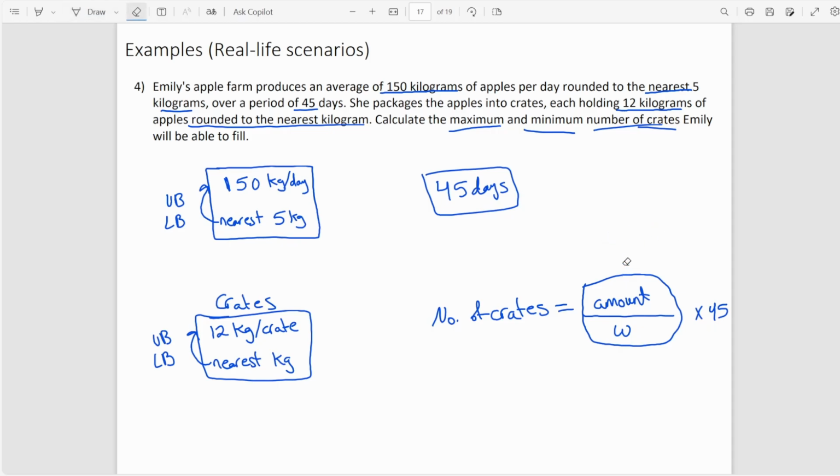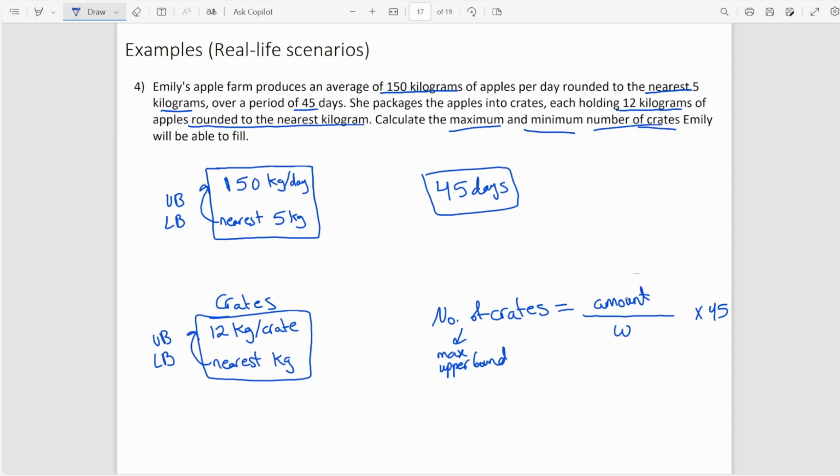And then we multiply by 45 days, we will get the amount of crates over the period of 45 days, okay? Now, so here's the thing. The reason we're using variables here and not just 150 and 5 is because we have an upper and a lower bound for the amount of apples, and we have an upper and lower bound for the weight of each crate, okay? So now we know that at first we want the max number of crates or the upper bound.